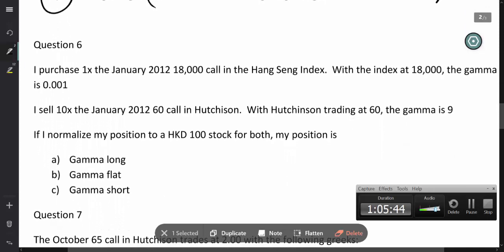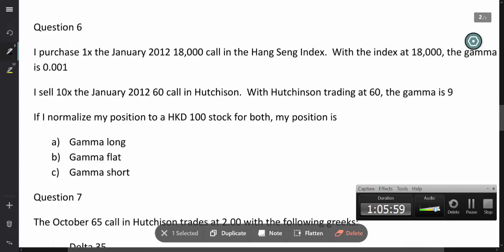Question six. And after seven, I'll let you go, okay? It's just like a repeat of the last question. I purchased one time the January 18,000 call in the Hang Seng. The gamma is 0.001. I sell 10 times, so this is like above, but now you get information about gamma. And if I normalize my position to $100 stop for both, my position is gamma long, gamma flat, or gamma short. Now this question actually is something that traders should ask themselves every day.